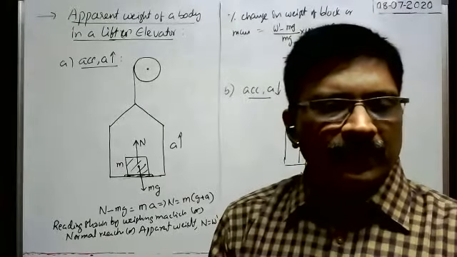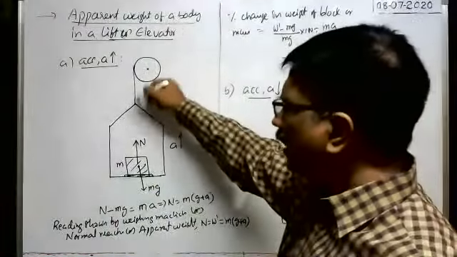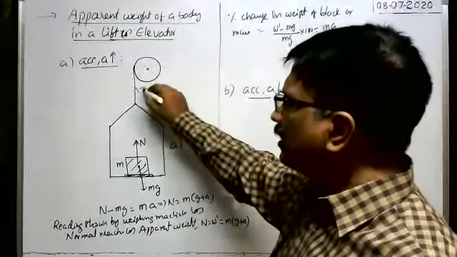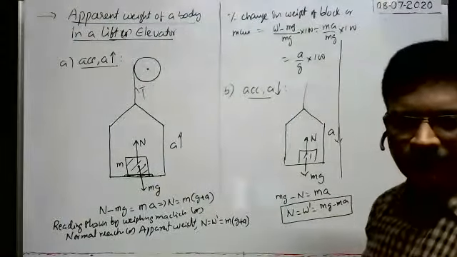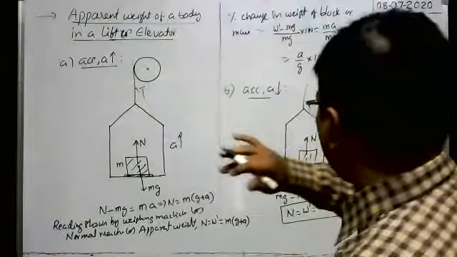Next, Sai Pawan. Tension is there in the rope, not here. Here tension is there. Okay, I will say the tension also.